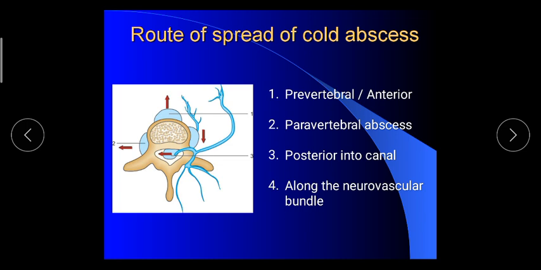Spread of the cold abscess. It can spread anteriorly, so that is called prevertebral abscess. It can go to the sides, laterally, so that is the paravertebral abscess. It can spread posteriorly into the canal and compress the spinal cord, and it can spread along the neurovascular bundle and it can reach the anterior chest wall.